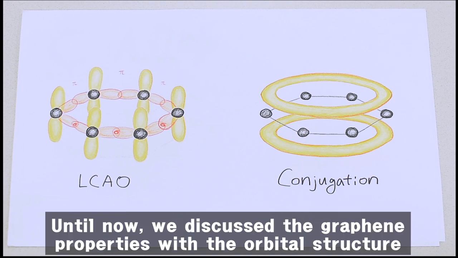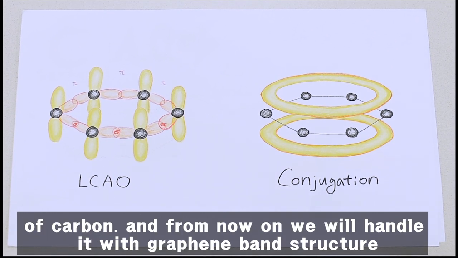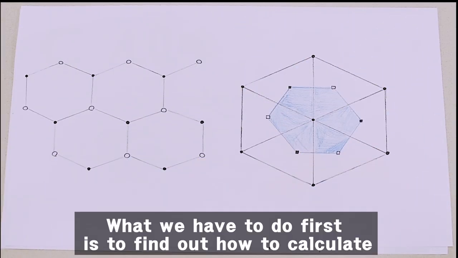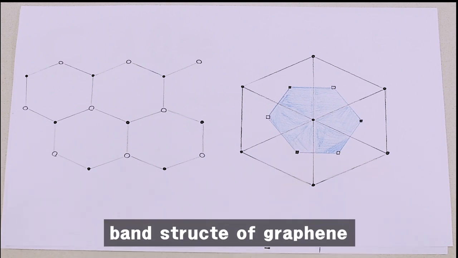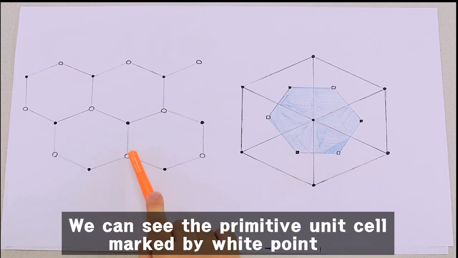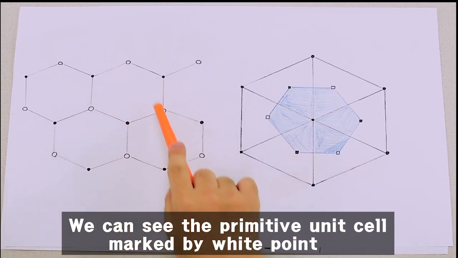Until now, we discussed the graphene properties with the orbital structure of carbon, and from now on, we will handle it with the graphene band structure. What you have to do first is to find out how to calculate the band structure of graphene. Look at the left figure. This is the lattice structure of graphene. We can see the primitive unit cell marked by the white point.